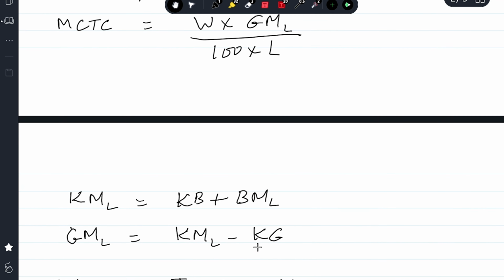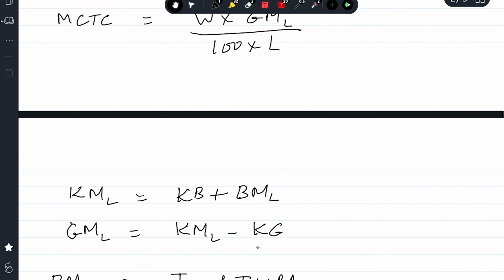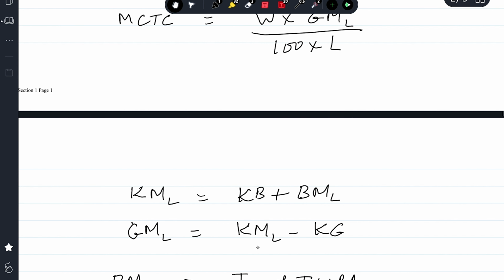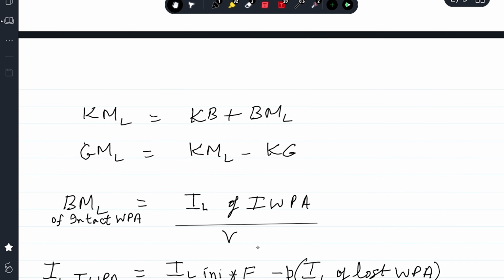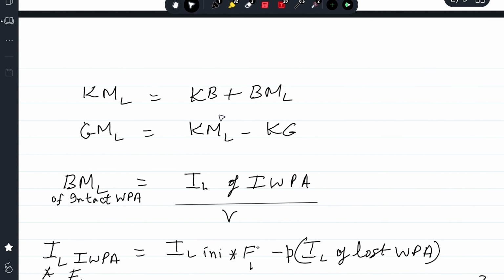So how do you find GML? GML is KML minus KG. KG has not changed. KML is KB plus BML. So this is important here. KB plus BML. It's a box ship vessel, so KB will be half of the new draft. That's okay. But for that I need BML of the intact water plane area.